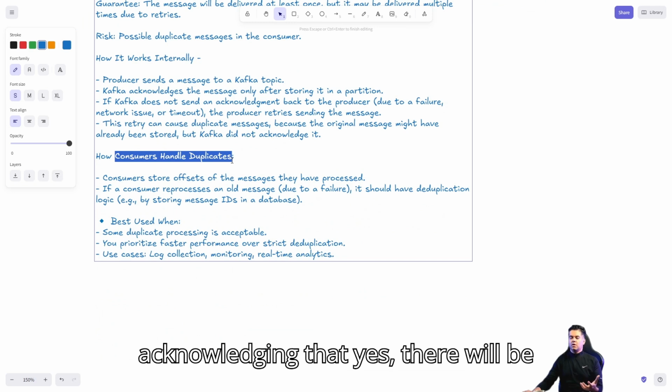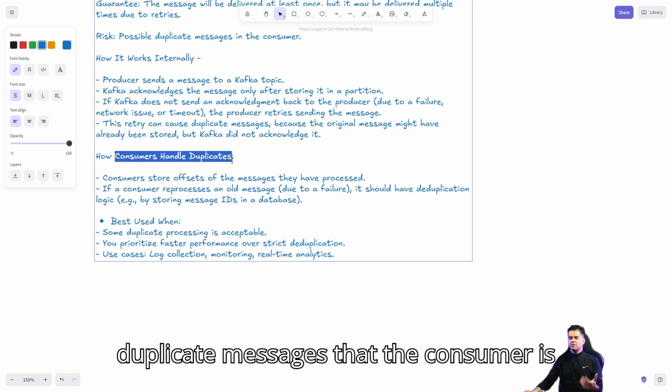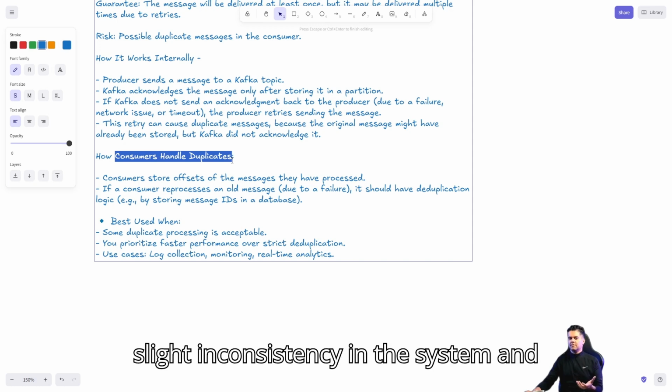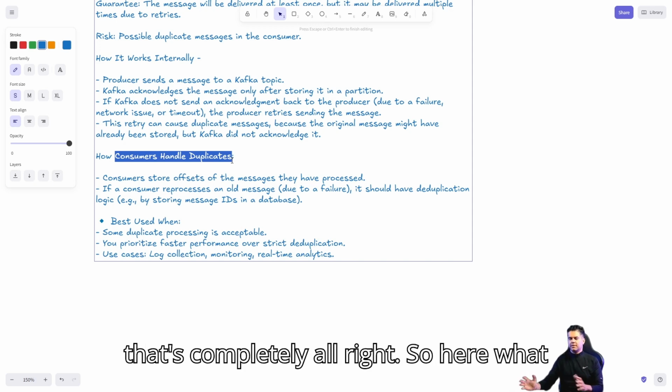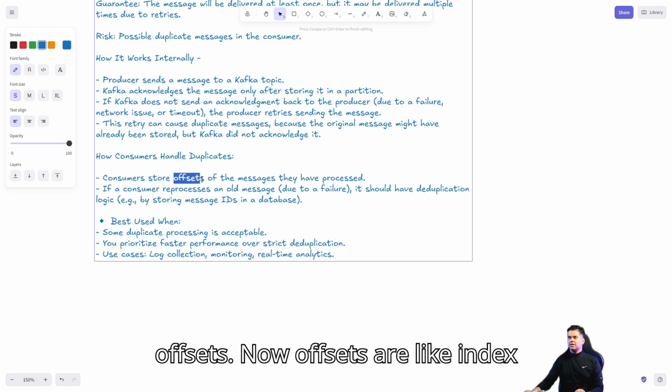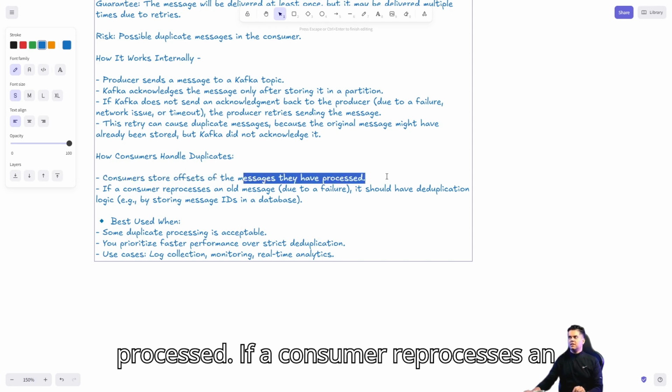Because we are acknowledging that, yes, there will be duplicate messages that the consumer is receiving, and that's completely all right. And there can be a slight inconsistency in the system, and that's completely all right. So here what you're saying is consumers store the offsets. Now, offsets are like index numbers of the messages that they have processed.